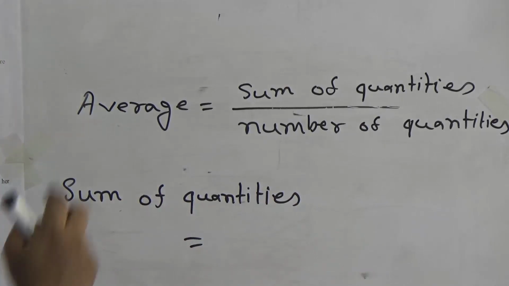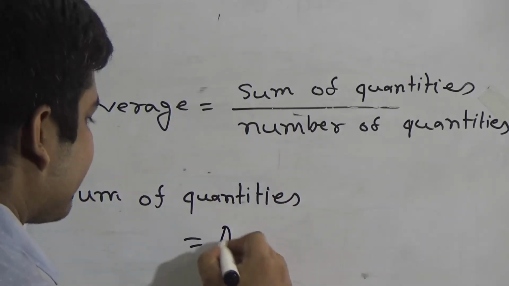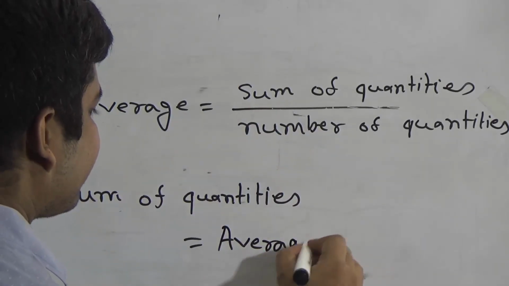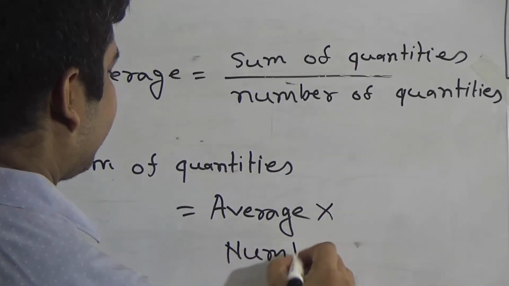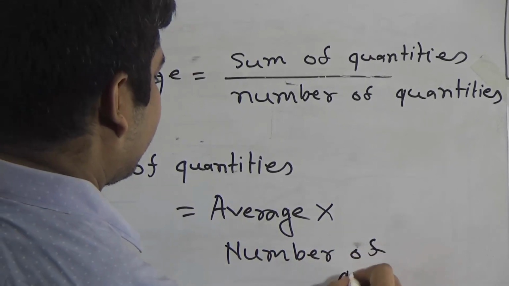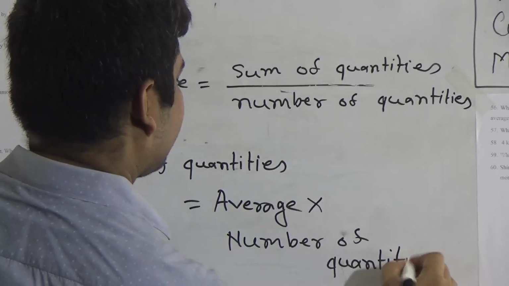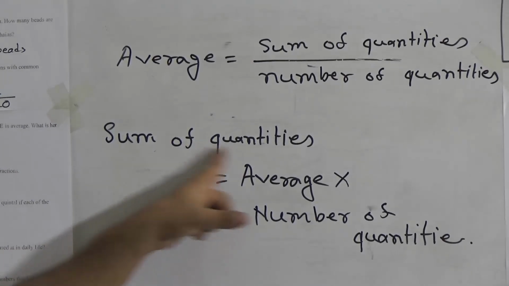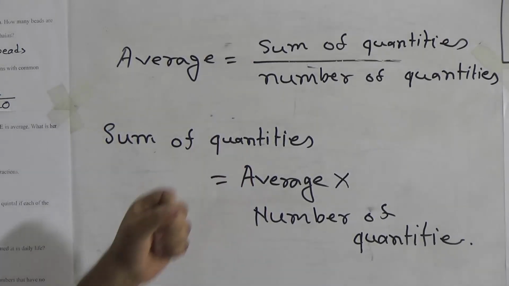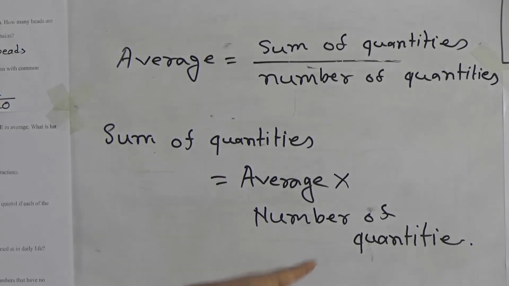By multiplying average with number of quantities. Average multiply number of quantities. Okay, I hope you have understood, and this is the formula. How to find out sum of quantities? Average multiplied by number of quantities.